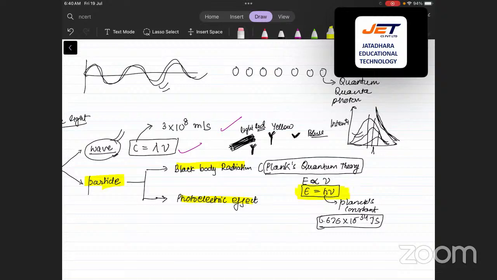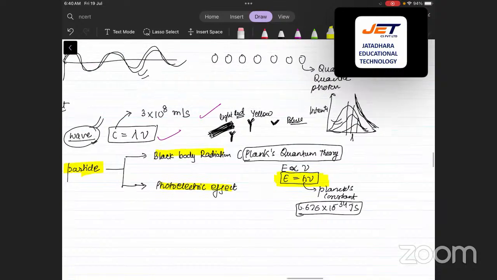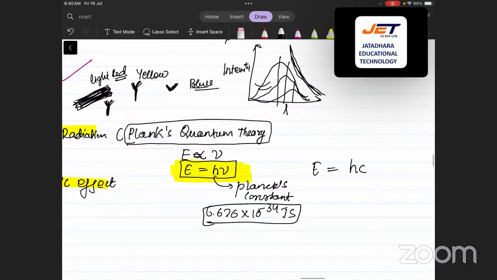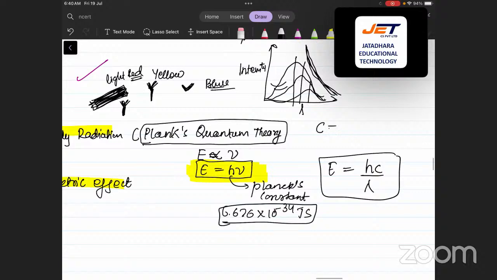That is, energy is equal to h nu. Now the other way of writing it is E equals hc over lambda, because now we know the relationship c equals lambda times nu. From here I can find nu: nu equals c over lambda. So depending upon what you are given, whether frequency or wavelength in the question, you can use the appropriate formula.